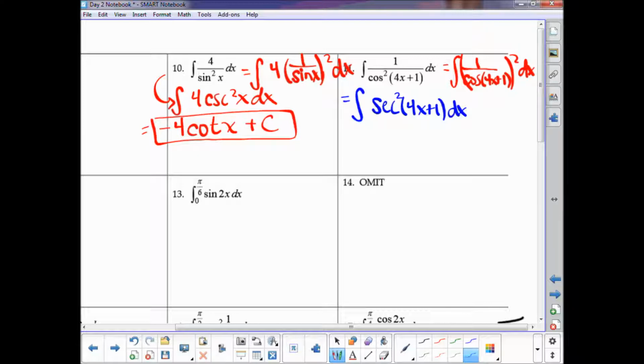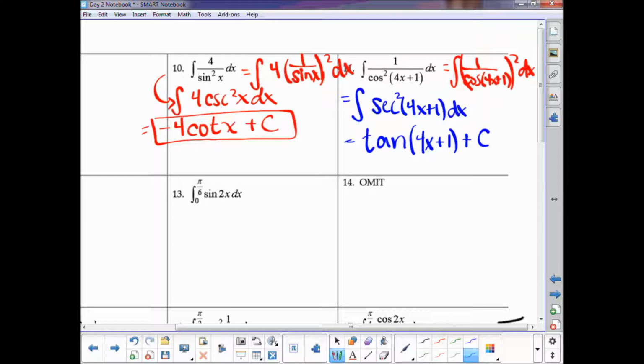We can't use u sub here. It's not going to get us anywhere. We don't have a product rule for integrals, so we want to think of our reciprocal functions. What's the antiderivative of secant squared? Ooh, what derivative gives us tangent? Good, good, good. So we've got tangent. All right, but my inside was 4x plus 1. How can I counteract that?